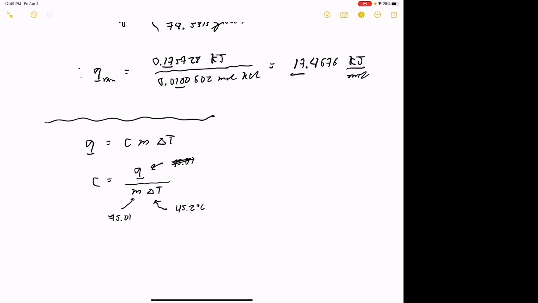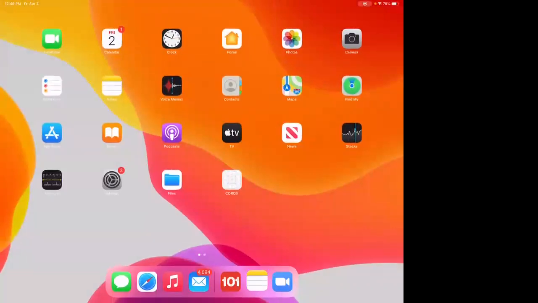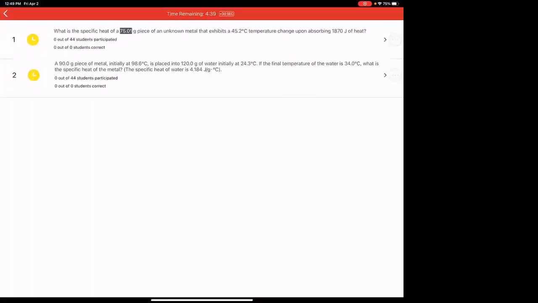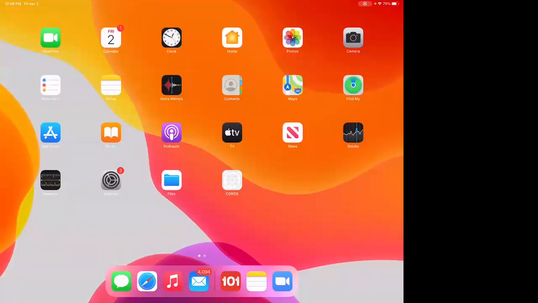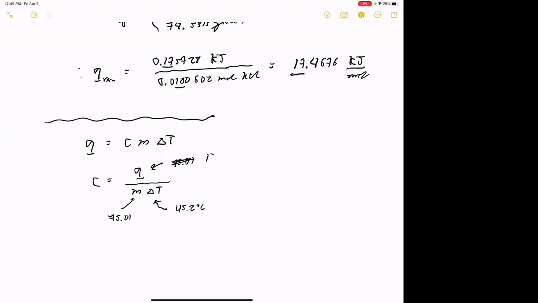Okay. I'll go back and look real quick. I can toggle. Okay. 1870, right? Yes. Okay. And that was joules, wasn't it? Yes. So basically you just plug in those numbers right there, and you should get your C back out of that. You should get units of joules per gram degree Celsius. That should do it for you.